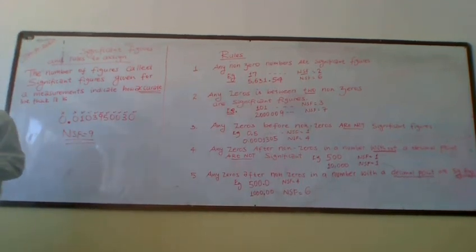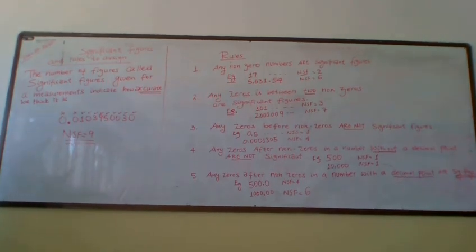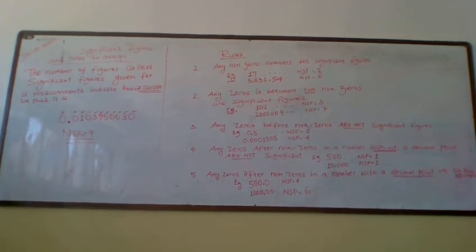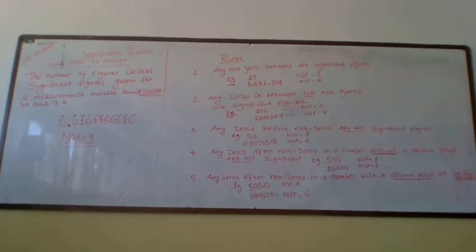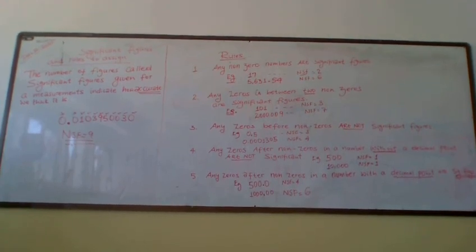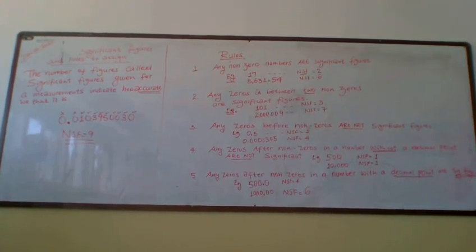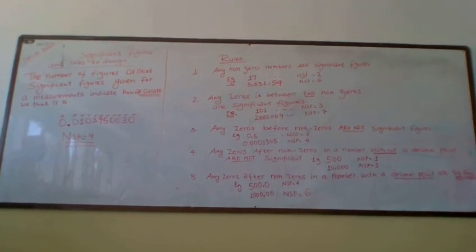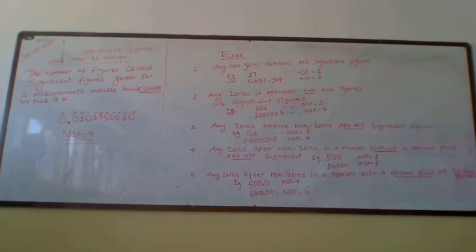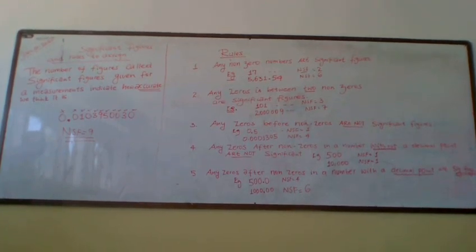Earlier you took the last 0 because the fifth rule states that after a non-zero it's okay, right? Any zeros after non-zeros in the number with a decimal point are significant. I think so. Is that the reason? Is there a reason we need to count the last 0 because of the fifth rule? Would you pause the video? I don't know.